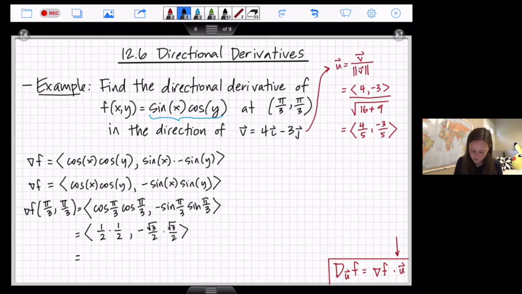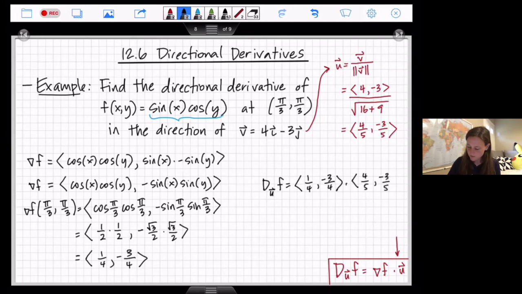And so I get 1/2 times 1/2 is 1/4. And root 3 times root 3 is 3. So I've got negative 3 over 4. All right, so that's my gradient at the point that we're interested in. And I have my unit vector. So our formula says that the directional derivative in the direction of u of our function f is going to be our gradient vector dotted with our unit vector, which we found was 4/5, negative 3/5.